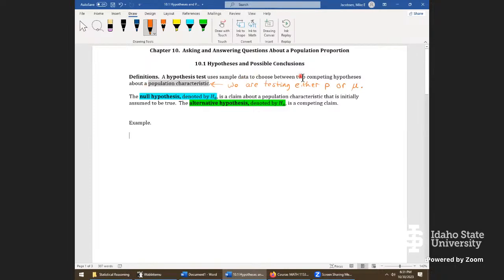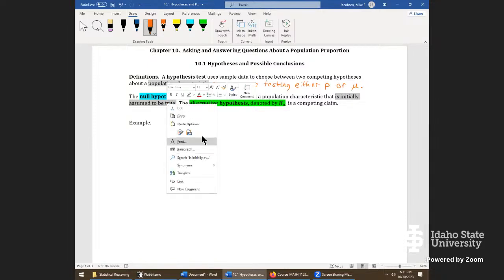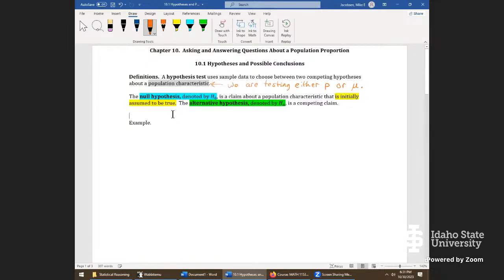They are competing, completely opposed to each other. One is the negation of the other. We'll have the null hypothesis and an alternative hypothesis. A null hypothesis is a claim about a population characteristic that is initially assumed to be true. They didn't say much, but that's a huge portion of hypothesis testing already. We assume a null hypothesis is true. Let's highlight this here, but we'll come back to that and show where we used it.